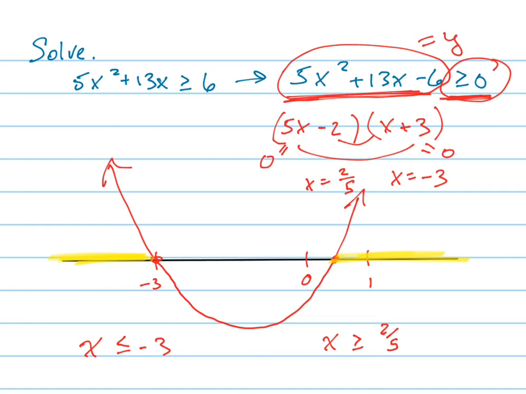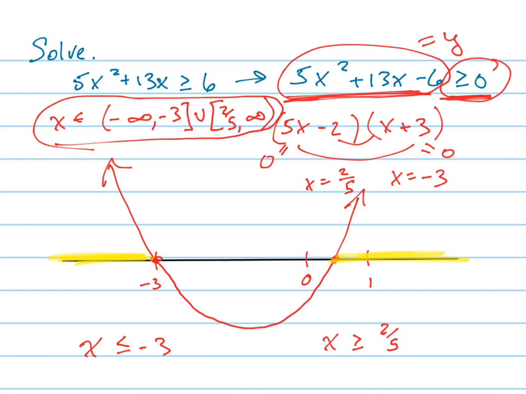And so if you want to write that in interval notation, you would write, I'll write it up here, x is an element of negative infinity to negative 3 inclusive, union 2/5 inclusive to infinity. That's your answer.